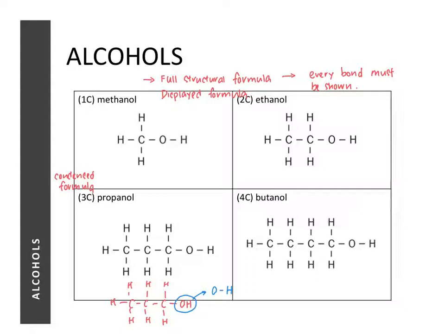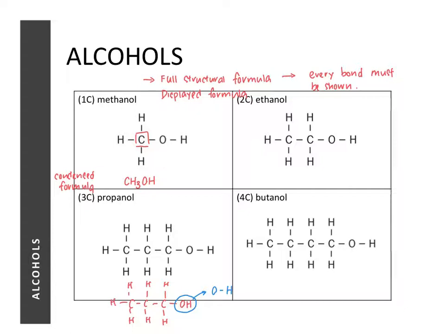So let's look at methanol. For methanol, we focus on the carbon atom. What is found around the carbon atom? There are three hydrogen atoms as well as an OH. So this is the condensed formula, or the structural formula, of methanol. I know it looks similar to the molecular formula, but let's move on to ethanol first.